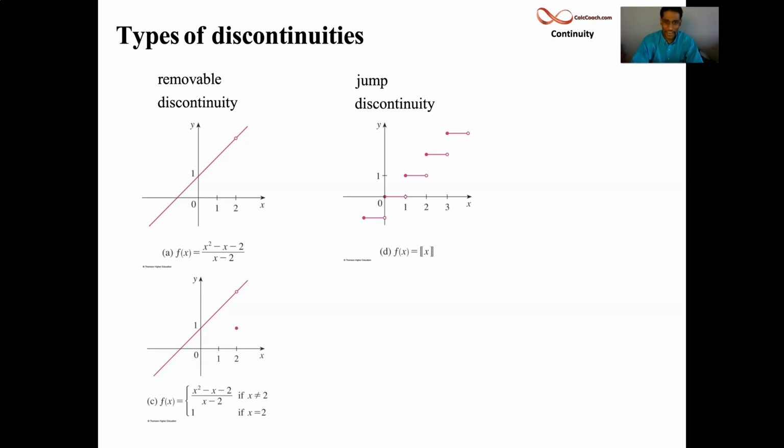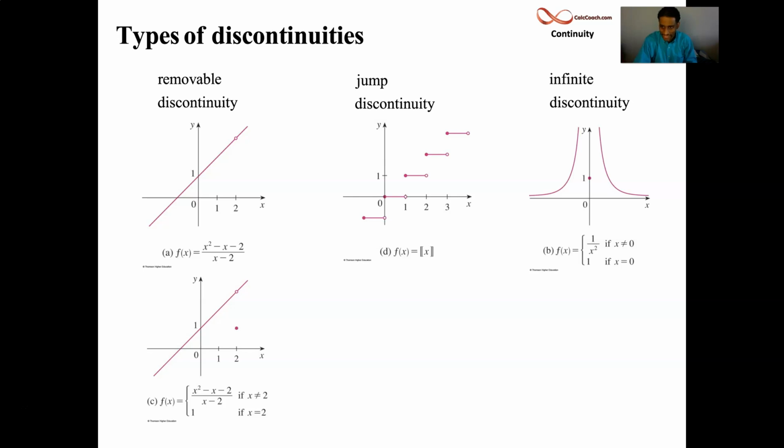And then the final type of discontinuity is when you have an infinite discontinuity. Your function goes off to infinity. One goes to infinity, one goes to negative infinity, it doesn't matter. As soon as one of those left hand or right hand limits are infinite, that's an infinite discontinuity.